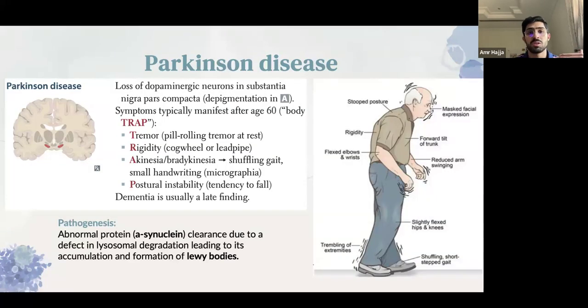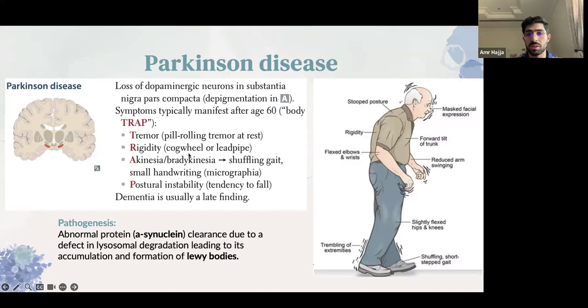Because of the loss of the dopaminergic neurons, you should know the basal ganglia and its direct and indirect pathways, which are unfortunately very confusing. What happens is that because of the loss of the dopaminergic neurons, they will have symptoms of decreased activity, for example bradykinesia, stooped posture, rigidity, and different types of symptoms. However, there is a mnemonic, which is TRAP. T is for tremor. They will have a pill-rolling tremor.